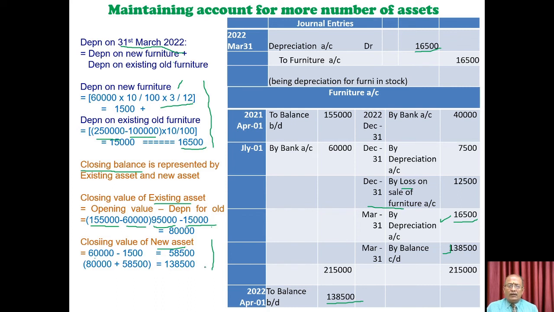Once again, in this type of problem, you have to be careful with reference to the opening balance, then its additions, then sales, then finally depreciation on 31st March. This is another thing to be noted. And finally, we have to check the closing balance with our workings. Then only we can assure ourselves that the account is correct. Okay, thank you.